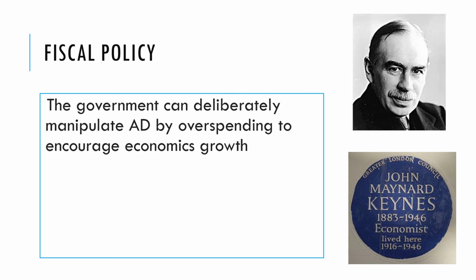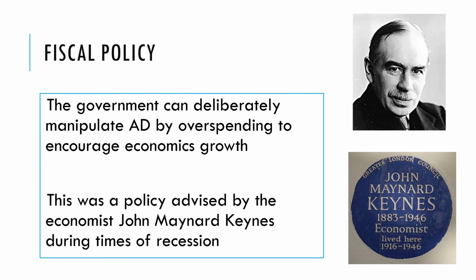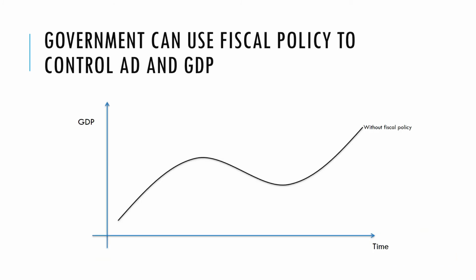Fiscal policy means that the government can deliberately manipulate AD by overspending to encourage economic growth. And this was a policy advised by the economist John Maynard Keynes, particularly during times of recession. The government could have a proactive fiscal policy, increasing government expenditure to promote economic growth. So let's have a little look at how this might work in practice.